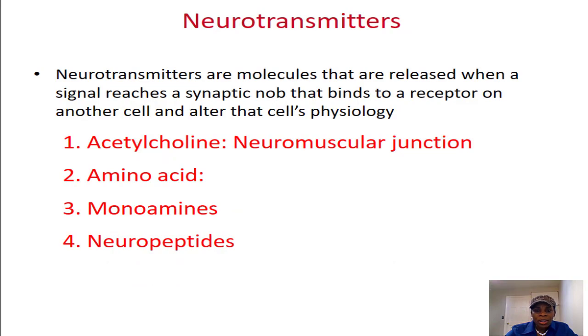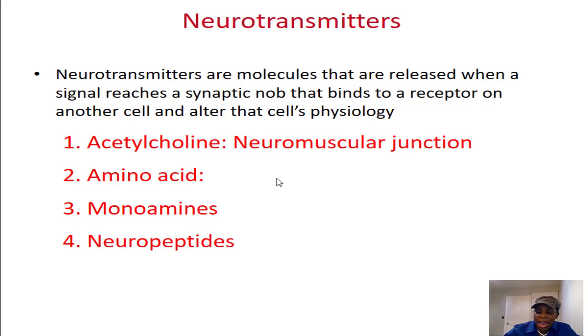Now, what will be secreted? Neurotransmitters. So what is a neurotransmitter? A neurotransmitter is a molecule that is released when a signal reaches a synaptic knob. And that neurotransmitter has to bind to a receptor on another cell and change something about that cell. That cell that receives is the postsynaptic neuron. So an example of a neurotransmitter is acetylcholine, which we talked about in the neuromuscular junction. It is released to excite the muscle so the muscle can do something.